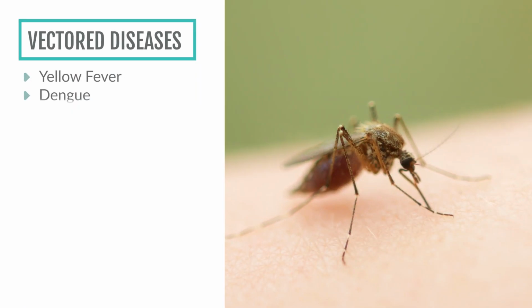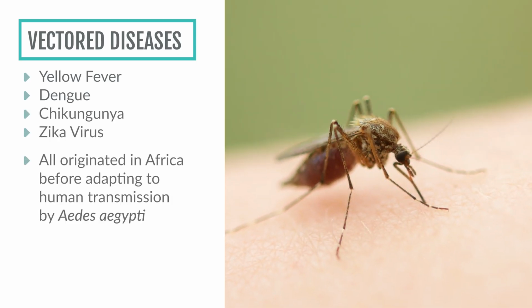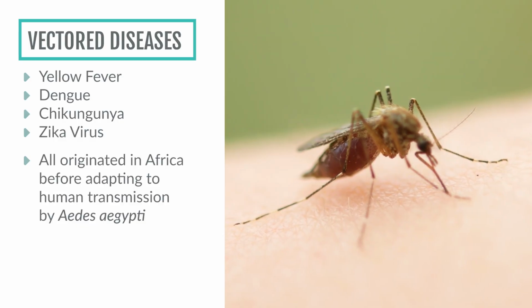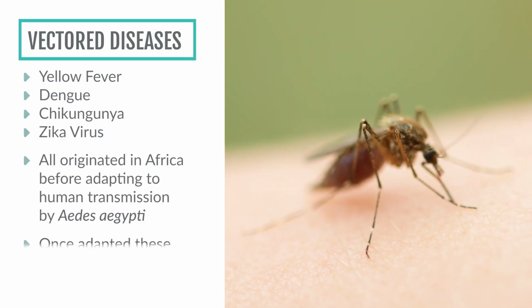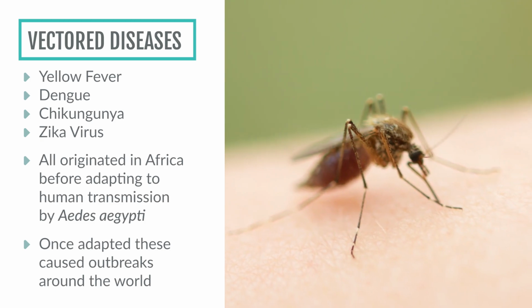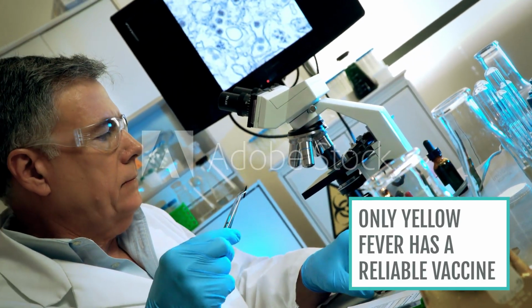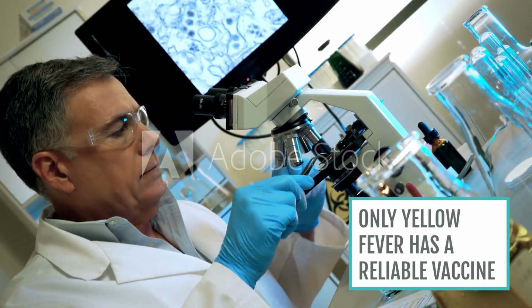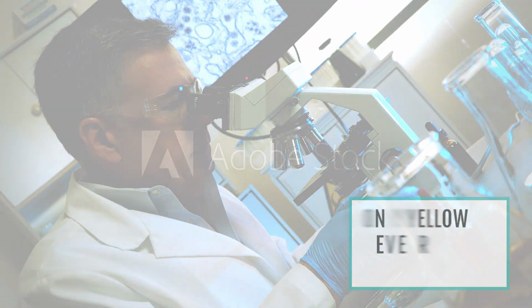Like yellow fever, dengue, chikungunya, and Zika viruses also originated in Africa and circulated in non-human animals before adapting to human transmission by Aedes aegypti. Once adapted, they spread rapidly and caused outbreaks around the world. Unlike yellow fever, no reliable vaccines exist yet for these diseases. That's why controlling Aedes aegypti is essential and why larval control must be a top priority.